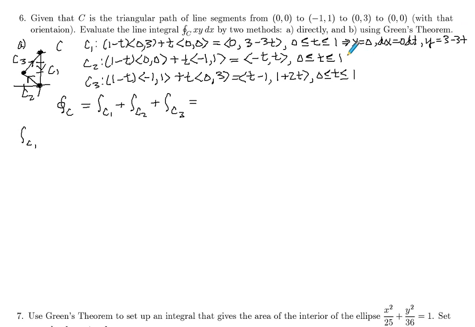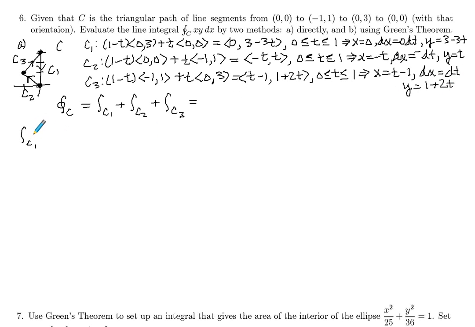Let's go ahead and do these guys here. So our x is negative t. So dx then is going to be negative 1 dt, or negative dt. And then y is going to be t. And then here our x is t minus 1. dx then is going to be 1 dt, so dx equals dt, and then our y is going to be our 1 plus 2t.